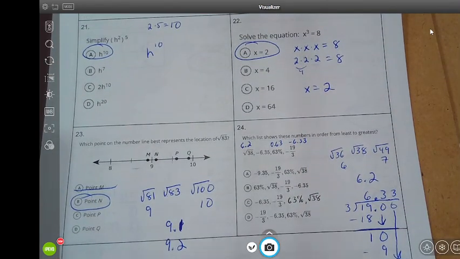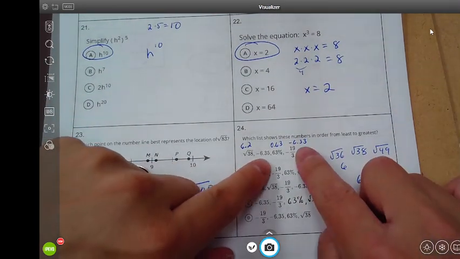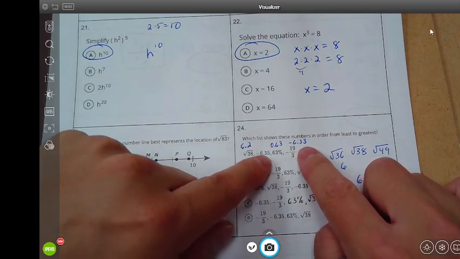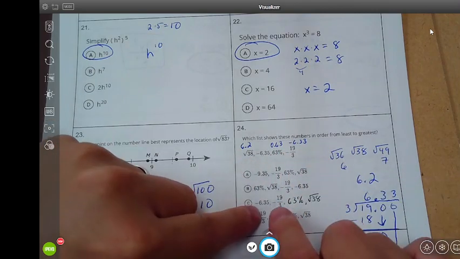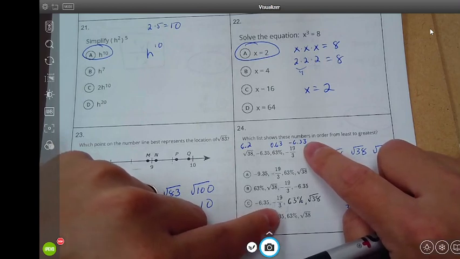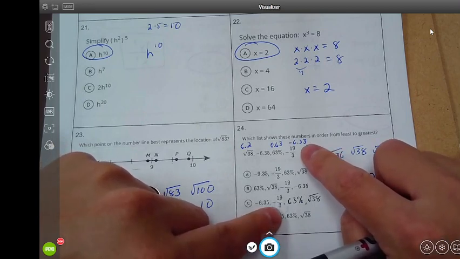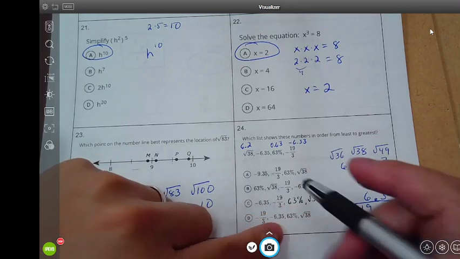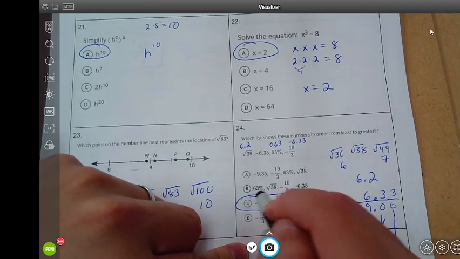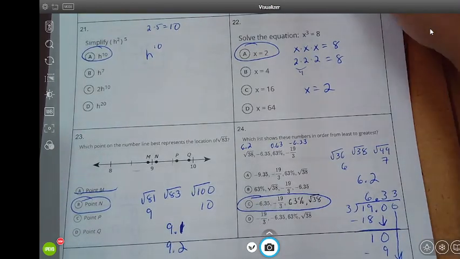Okay, least to greatest. So the smallest number here is negative 6.35. It is the bigger negative, right? Then comes the other negative, negative 6.33, which is negative 19 over 3. Then you got the positives, 0.63 and 6.2. So option C is in order from least to greatest.